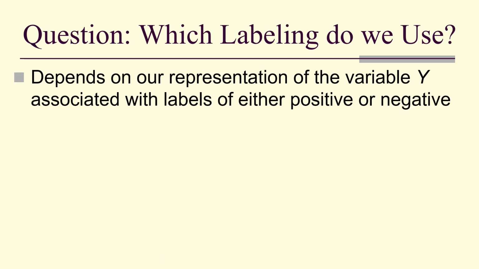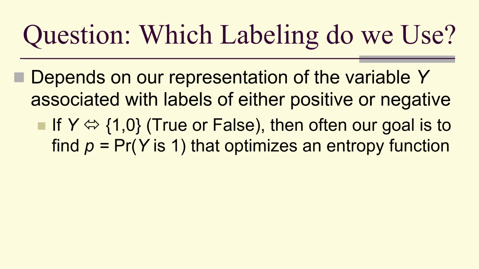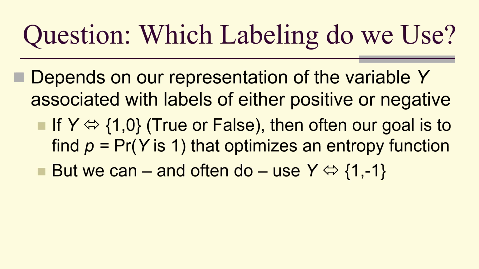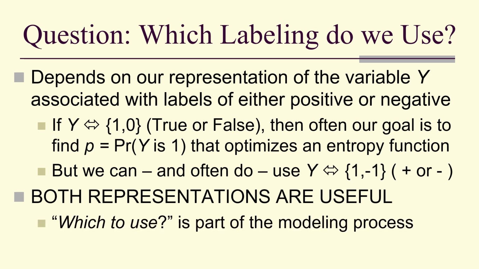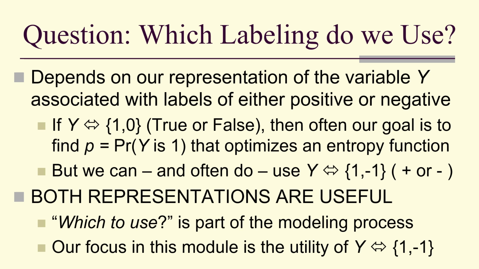So which labeling do we use? It depends on the representation of the variable with labels of either positive or negative. If we have 1, 0, true or false, then typically we're doing some kind of probabilistic model optimizing some entropy. But we can and often do use binary labels of 1 and -1. So plus is 1, minus is -1. Both representations are useful. Which one to use? That's part of the modeling process. In this video, we're going to focus on binary labels of 1 and -1.